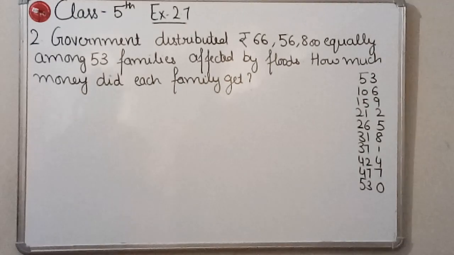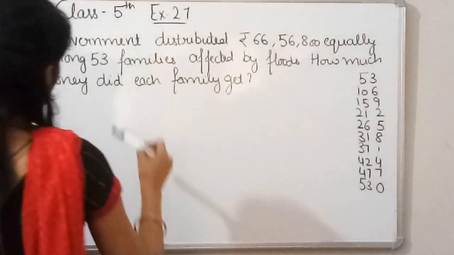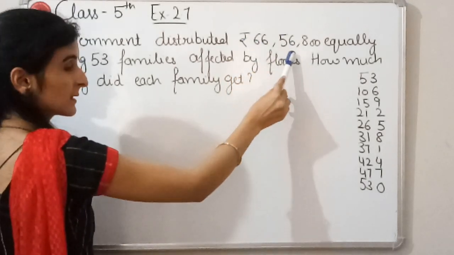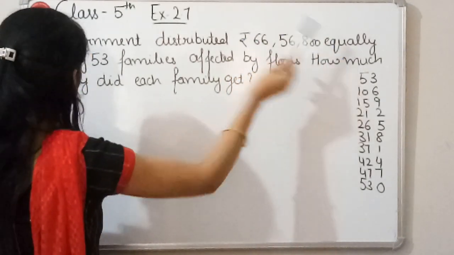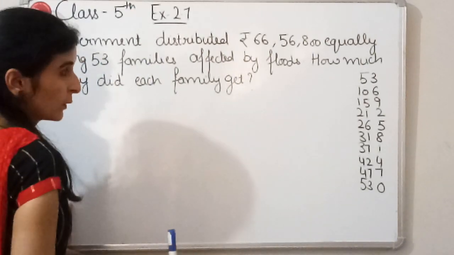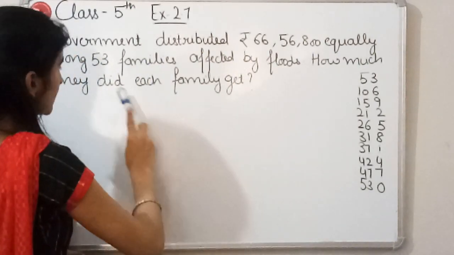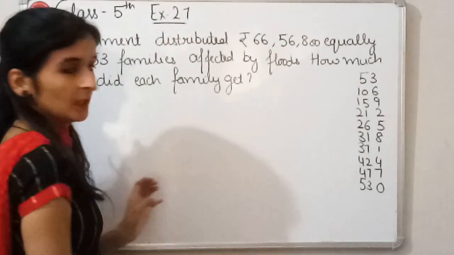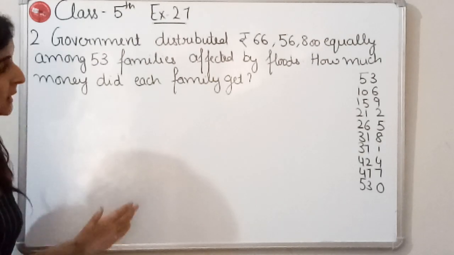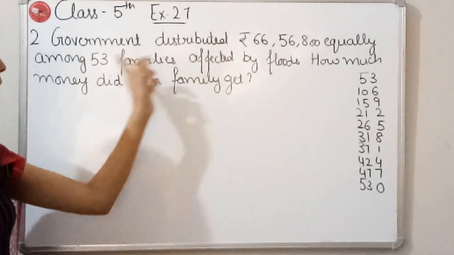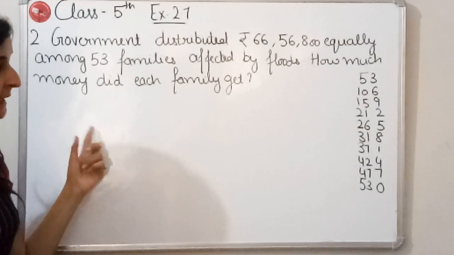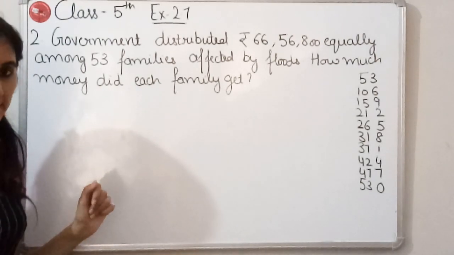So the next question we have is, government distributed rupees 66,56,800 equally among 53 families affected by floods. So how much money did each family get? So according to the question, we have given the money given to 53 families, and we have to find out the money given to one family.